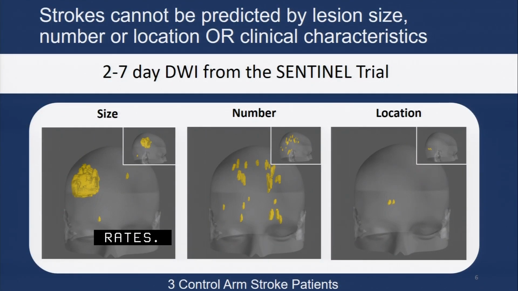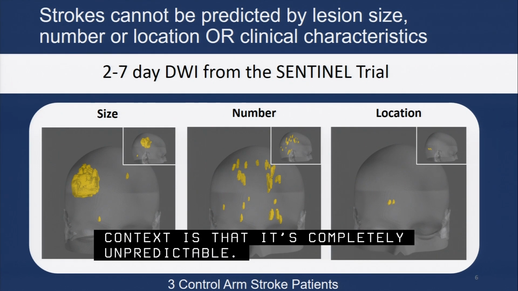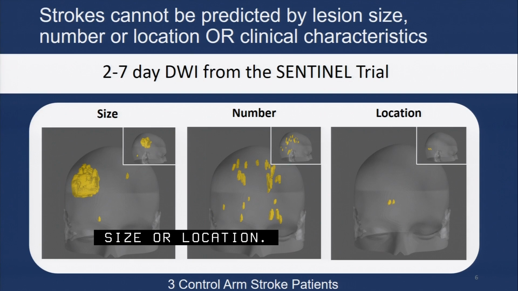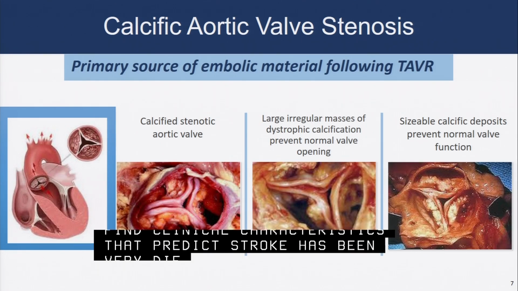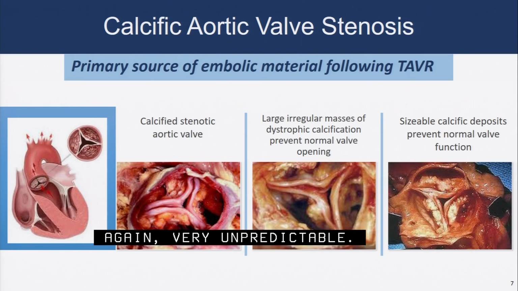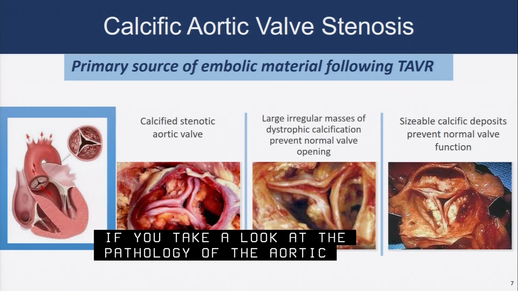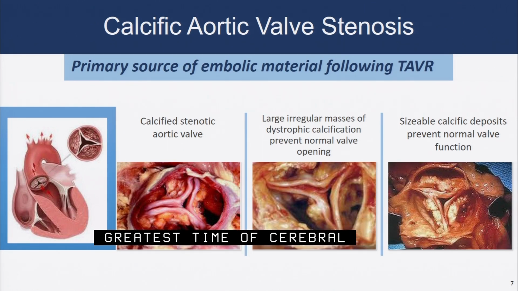The issue with stroke in the context of TAVR is that it's completely unpredictable. We cannot predict this based on diffusion MRI lesion size or location, and despite best efforts, trying to find clinical characteristics that predict stroke has been very difficult. So again, very unpredictable. If you take a look at the pathology of the aortic valves, these are very calcific, and what we know from transcranial Doppler studies is that the greatest time of cerebral embolization is during the placement of the TAVI devices across the aortic valves.